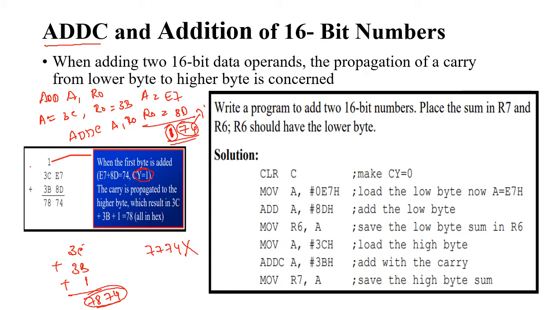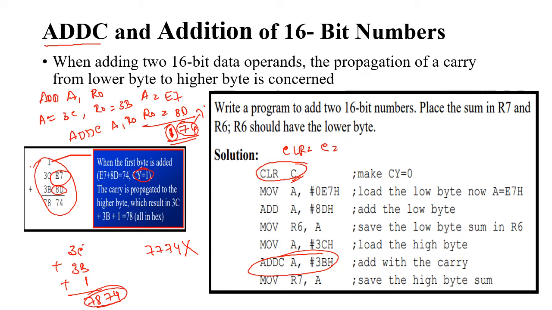The same problem is represented in the form of a program here. First we are going to clear the carry, because if by some miscalculation the carry is already set, it will give us a wrong result. So for the safer side, we clear the carry first, then add the lower bytes first, that is E7 and 8D.